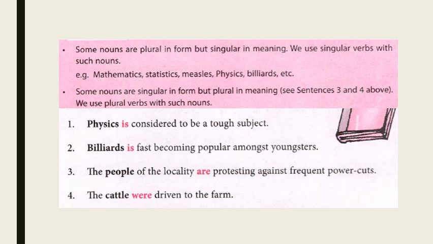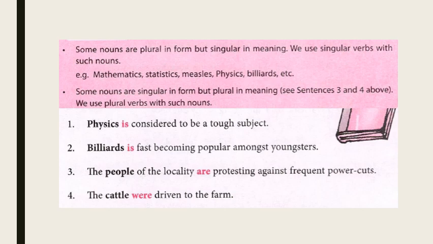As in the case of the subjects physics, statistics. When we see the letter S, we think it is a plural form, but it is a subject. So we need to write a singular verb. See the examples. Physics is considered to be a tough subject. Billiards is a game. Though you have the letter S, it is not plural. It is a game, one single game. So you need to write is.